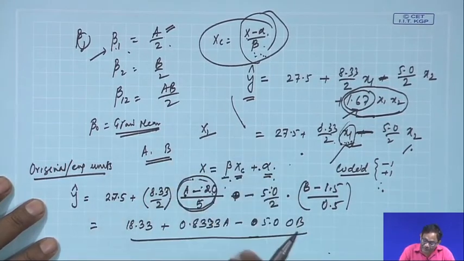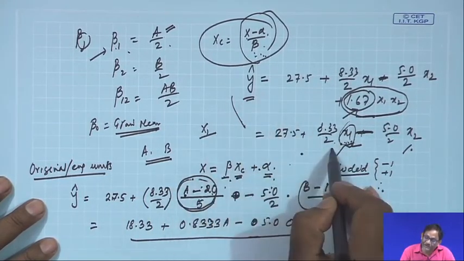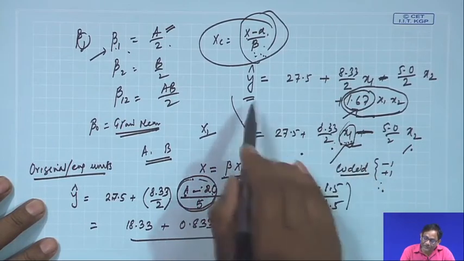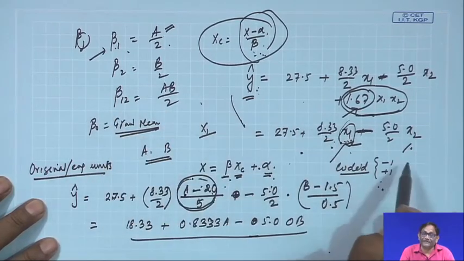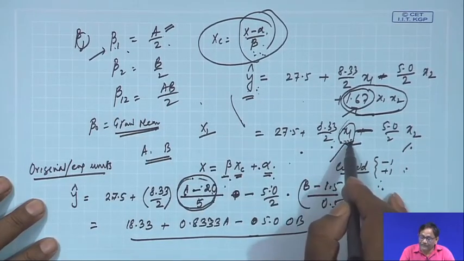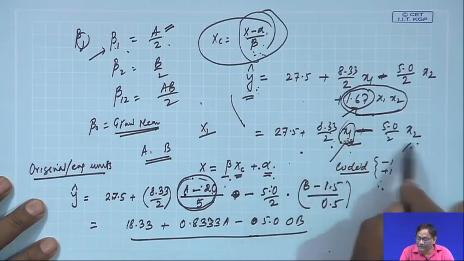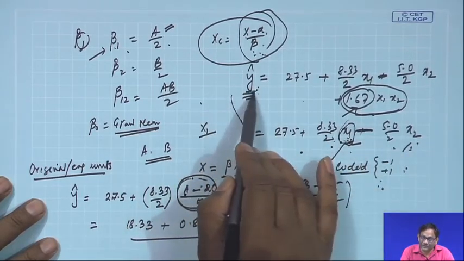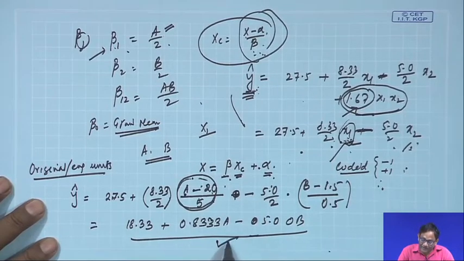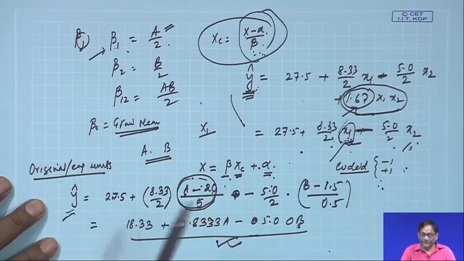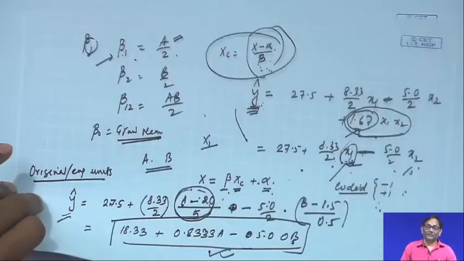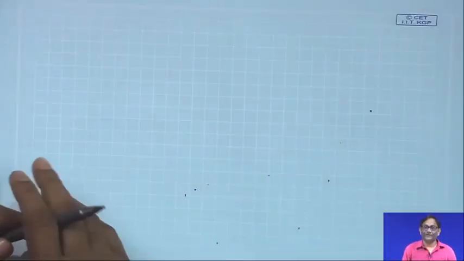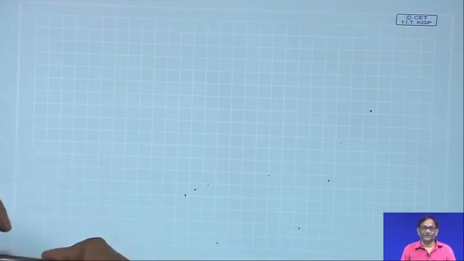What is the difference between the two equations? If you want to use this equation, suppose you want to predict the value of y given the factor values, then the original values you have to convert to coded values and use the coded values here for x1, x2 and get this value. But here what happened? You use the original values and then get the predicted value.